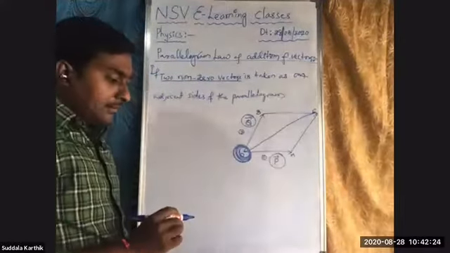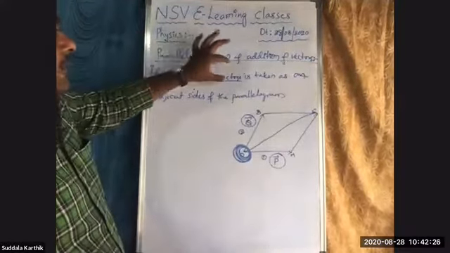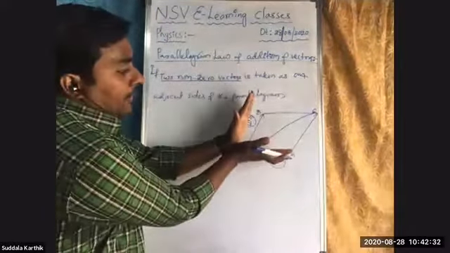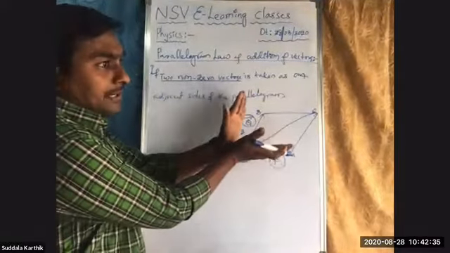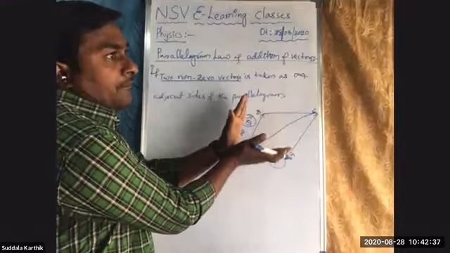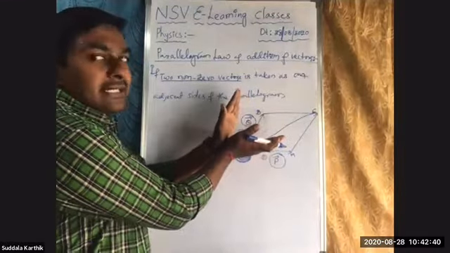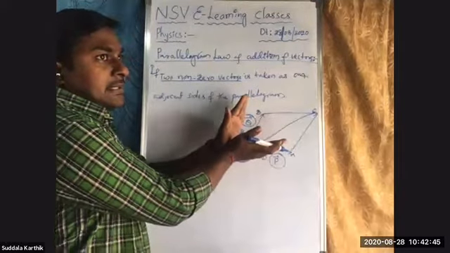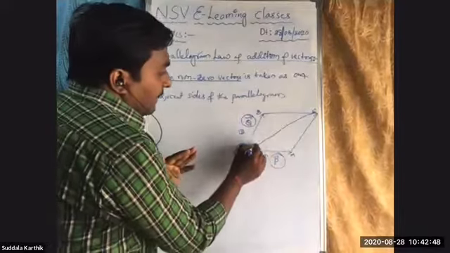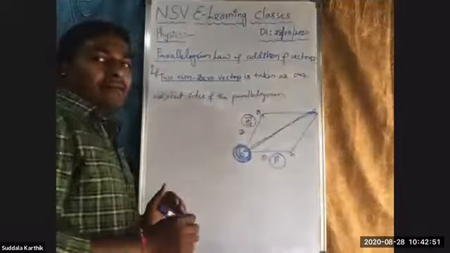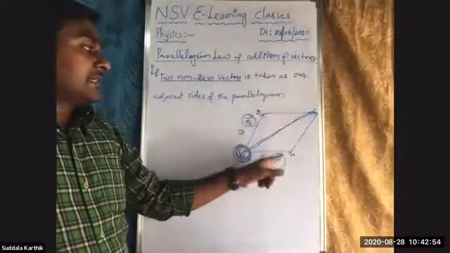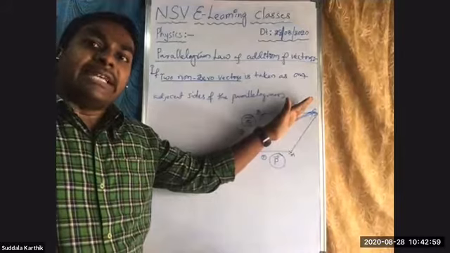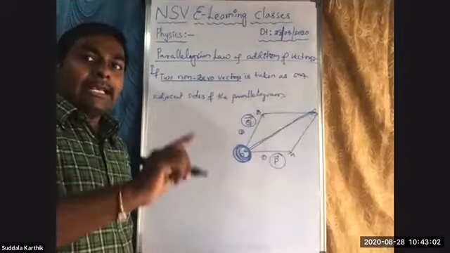Again I am repeating: if two non-zero vectors, P bar vector and Q bar vector, are taken as adjacent sides of a parallelogram, then what happens? The resultant of these two vectors will definitely be along the diagonal, in both direction and magnitude.